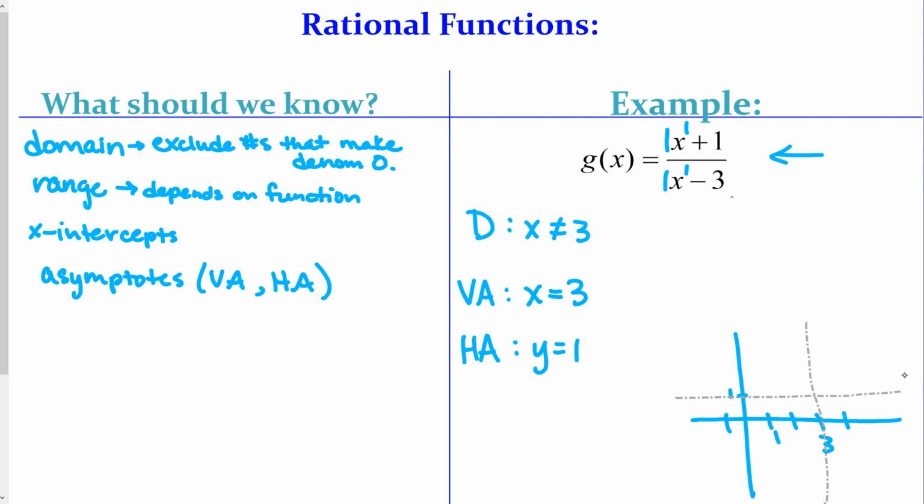And then what we would do to get some points to plot is we would find intercepts. So for the x-intercept, we're going to let y equal 0. When we set the fraction equal to 0, it's only the numerator that can equal 0. The denominator can't equal 0. That makes it undefined. So if the numerator equals 0, we get x equals negative 1. So we have the point negative 1, 0.